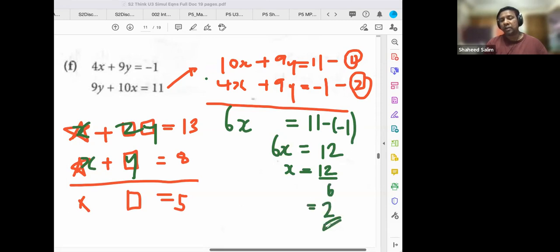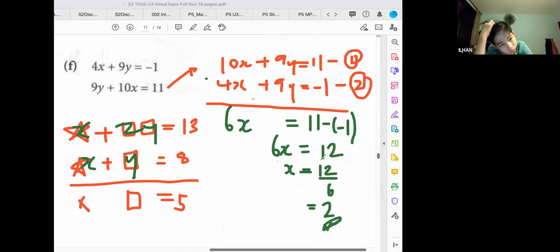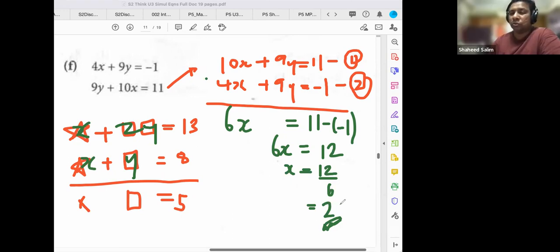How you can see this one? This is called elimination method. When the numbers are very big and if any numbers are the same, you can just minus with it. Once you minus the y, there's no more y. You see? I take top minus bottom. 10x minus 4x, 6x. 9y minus 9y, no more y. 11 minus negative 1, 12. 6x equals to 12. X equals to 12 divided by 6 equals to 2.